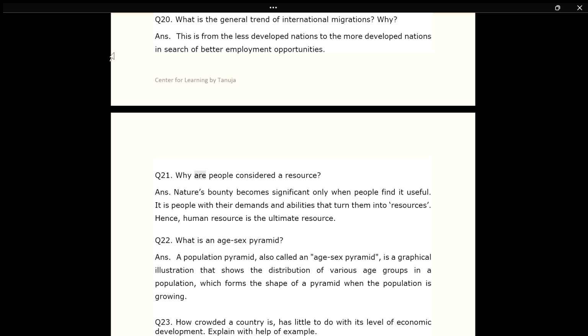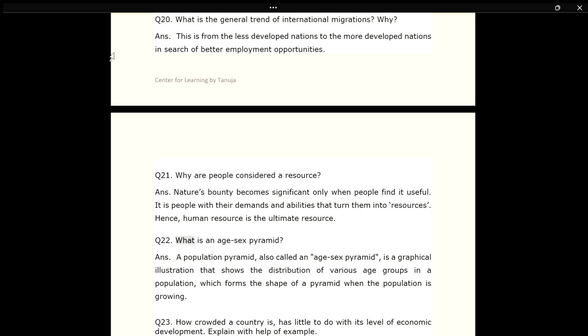Q21. Why are people considered a resource? Ans. Nature's bounty becomes significant only when people find it useful. It is people with their demands and abilities that turn them into resources. Hence, human resource is the ultimate resource.